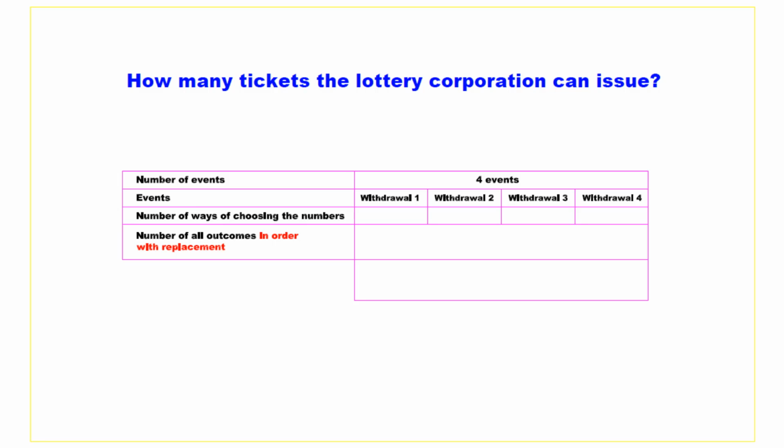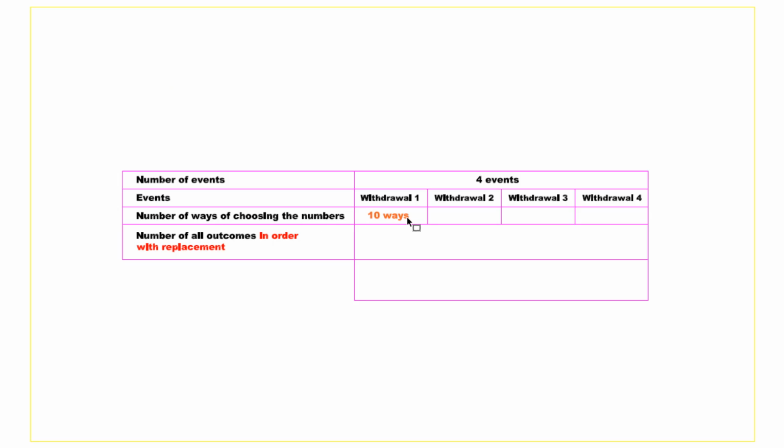So now we have a question: how many tickets the Lottery Corporation can issue? So we write all these withdrawals in order because order is important. And for the withdrawal of the first digit, we have 10 ways. For the withdrawal of the second digit, we have also 10 ways. And the reason why, because every 10 balls are put separately in each urn. So each urn will have again 10 balls to withdraw from, or 10 ways to withdraw that digit from. And for the withdrawal of the third digit, we have also 10 ways, and so for the withdrawal of the fourth digit, we have also 10 ways.